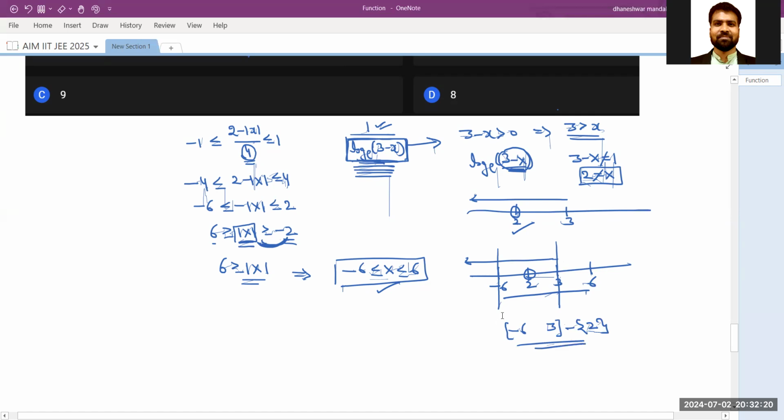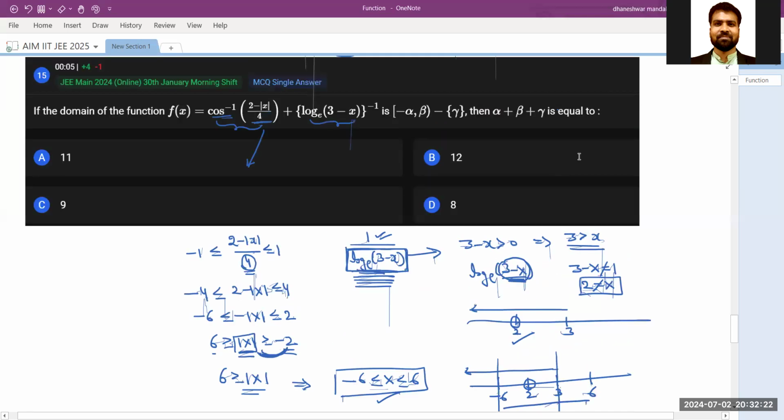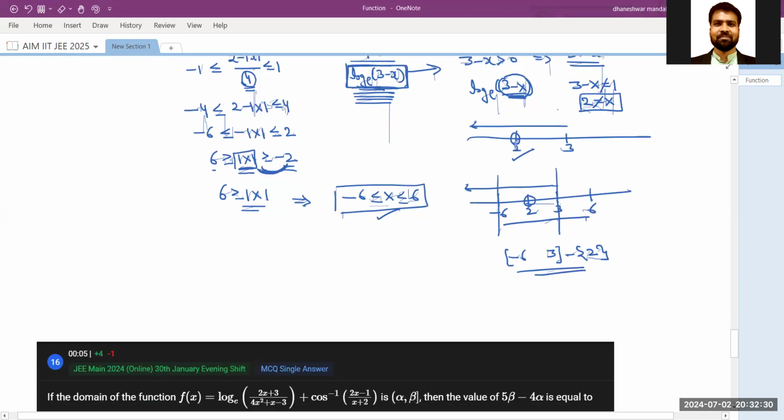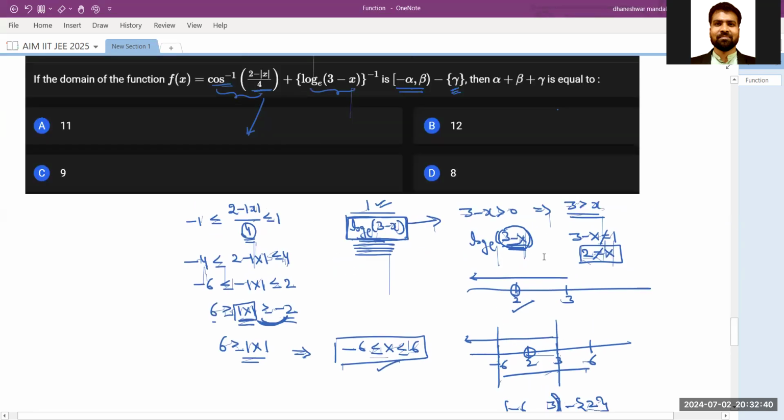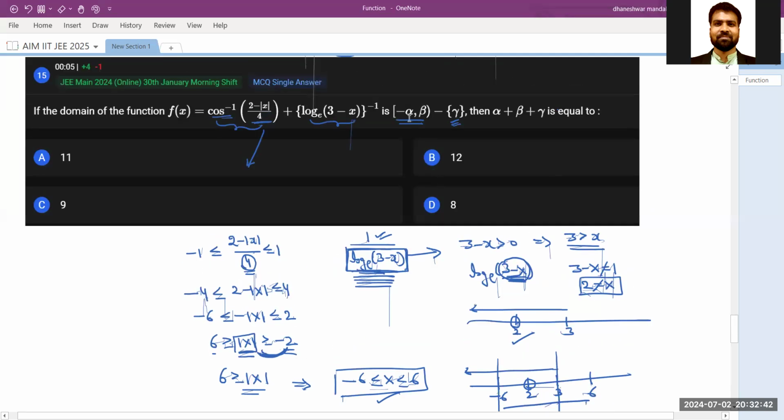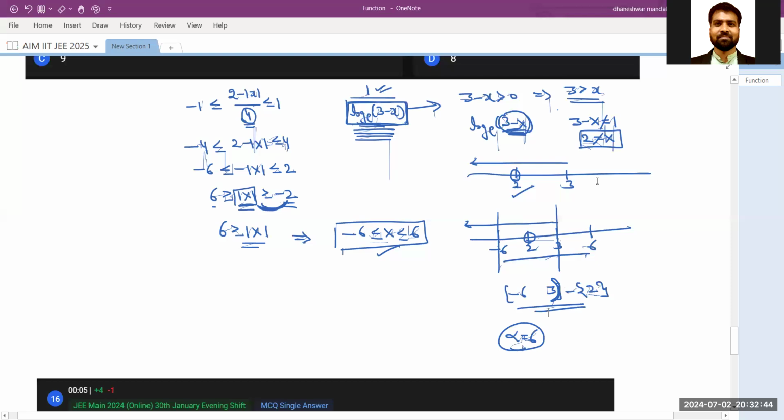Okay, now let's see what the question is here. Here we have some numbers which are the solution, and gamma is not there. So from here, let's see. See, alpha is nothing but -6, but also I cannot take 3. That's why here we have an open bracket. So alpha is nothing but -6, and in place of beta we have 3.